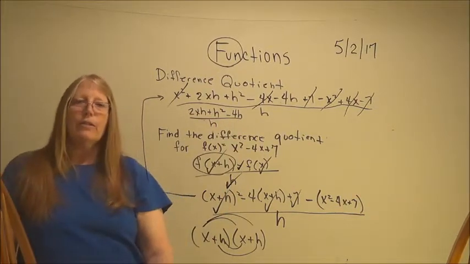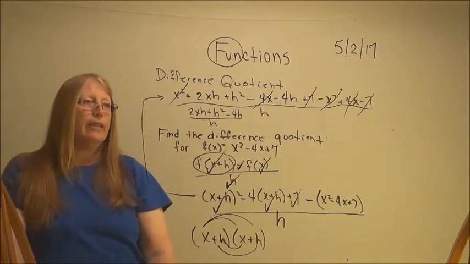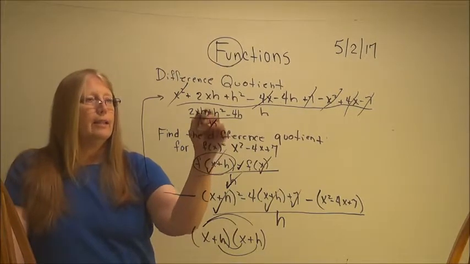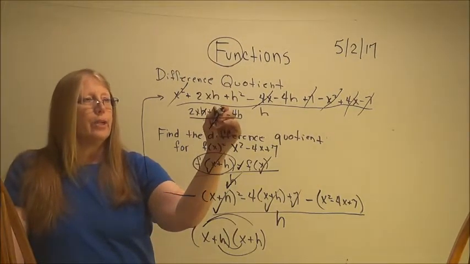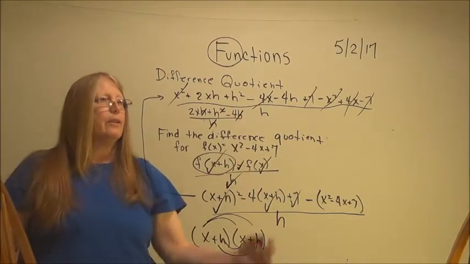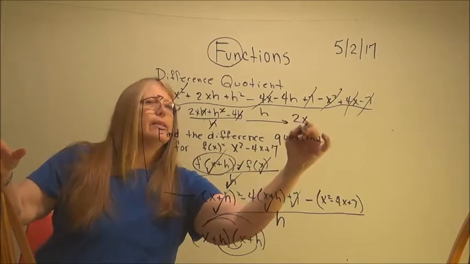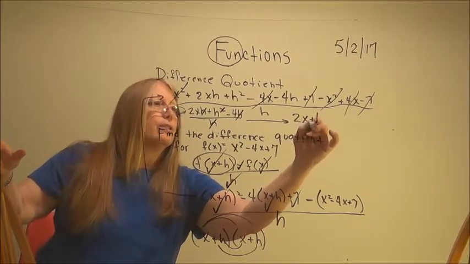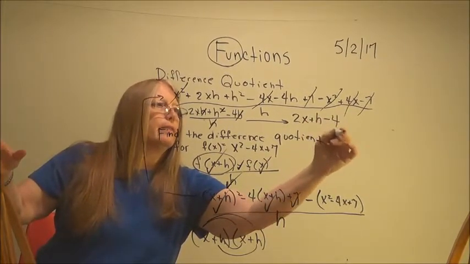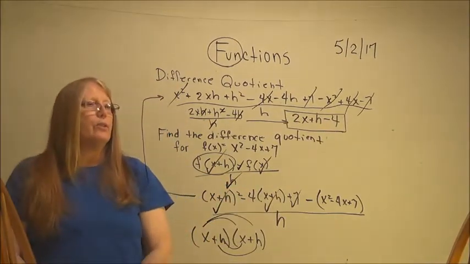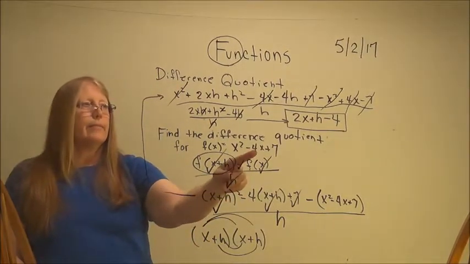So each of the terms in the numerator have an h, and if they each have 1, I can cancel the bottom one. And this has x squared, h squared, so it'll become h. So the final answer left is 2x plus h minus 4. Alright, that is the difference quotient for this.